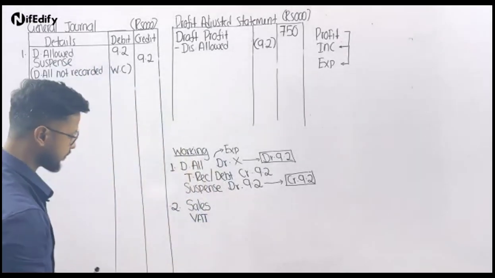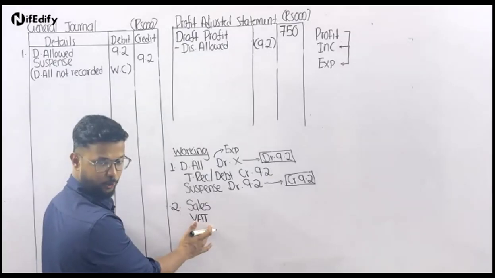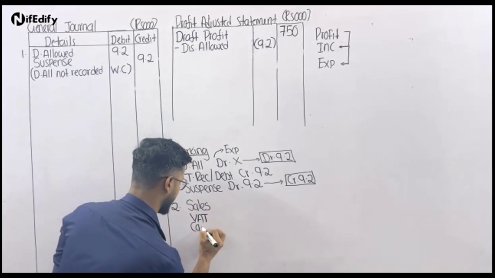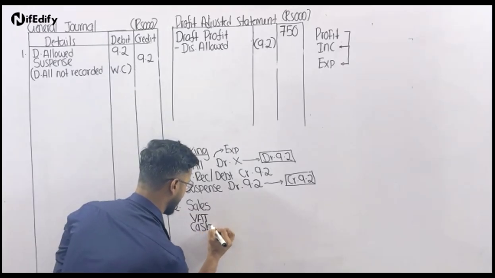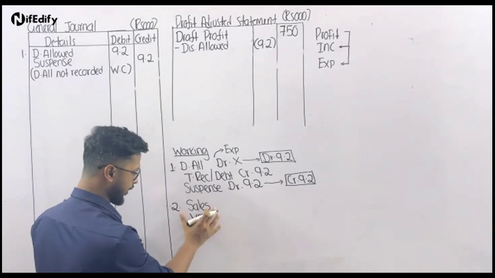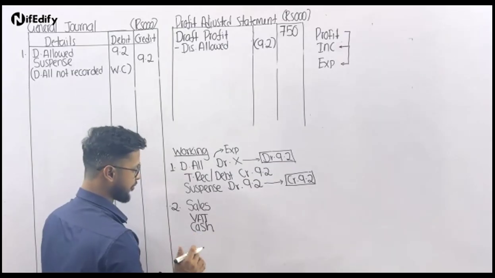Okay, so we've got sales. On sales, VAT is imposed. On sales, if VAT is imposed, what do we get? We get cash. That's the correct proforma of sales with VAT.